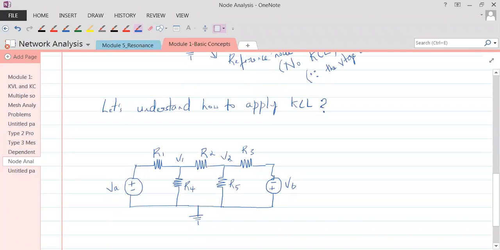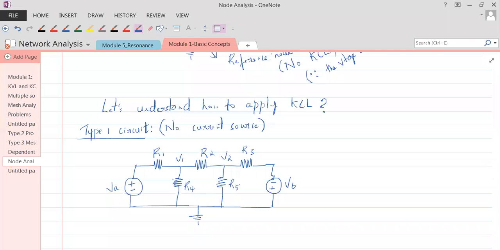So this is a type 1 circuit. Let's consider this as a type 1 circuit. Why is this a type 1 circuit? No current source. Now the question is, when there is no current source, how do we understand whether a current is entering node 1 or leaving node 1? You have to understand this very clearly. There is no current source.